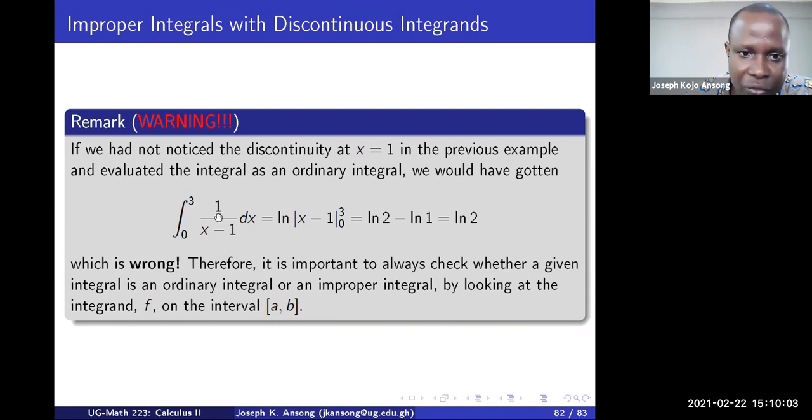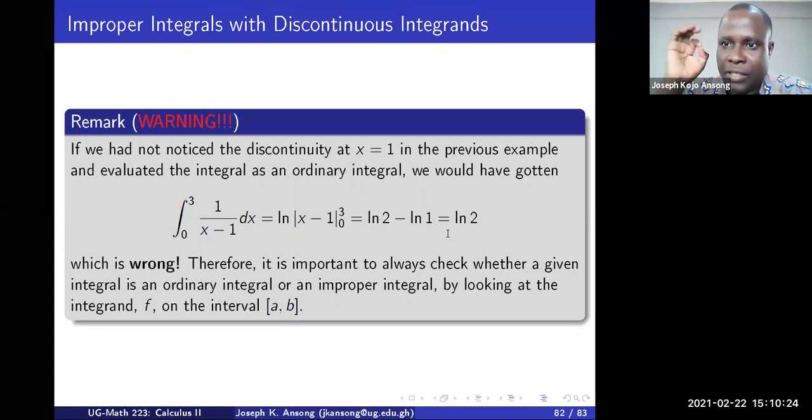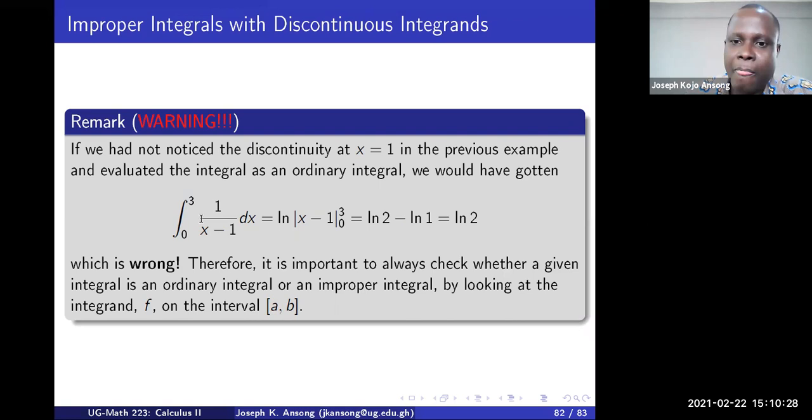You would get ln of |x minus 1| from 0 to 3. You plug in 3 and you get ln 2, minus plugging in 0, you have ln of 1. Well, ln 1 is 0, so your answer becomes ln 2. But that ln 2, even though it looks nice and neat, is a wrong answer. It is wrong because the function here is discontinuous at 1.